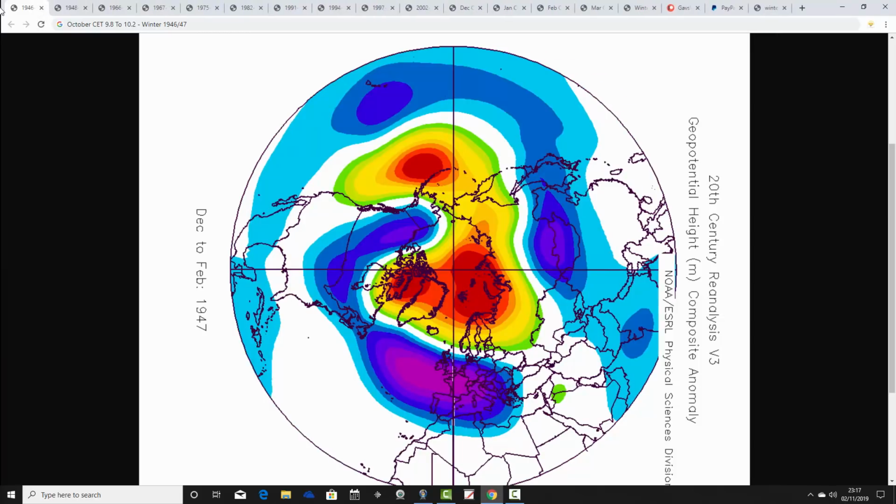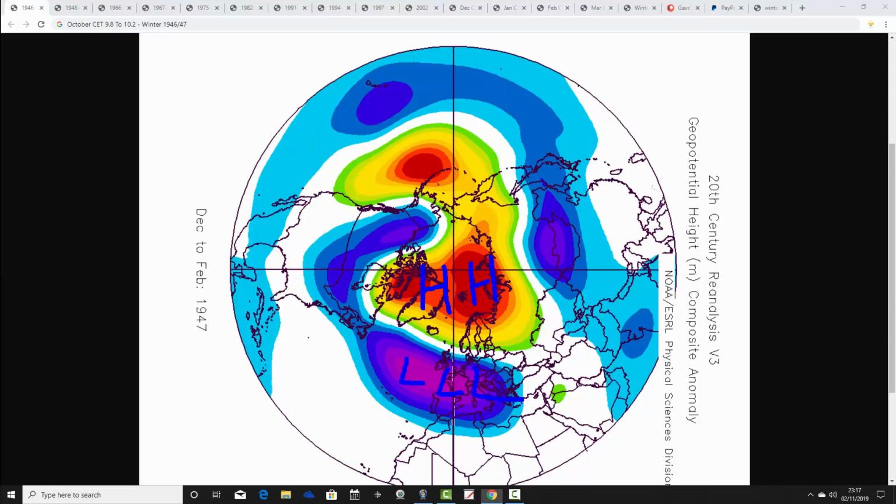Another really big winter then. We've got 46, 47. This is kind of like the daddy of cold winters other than 62, 63. There's perhaps two daddies of cold winters. This one, 47, look at the blocking up to the north. I definitely think with version 3 of these reanalysis charts, the colours are more intense and they show up that northern blocking so much better.